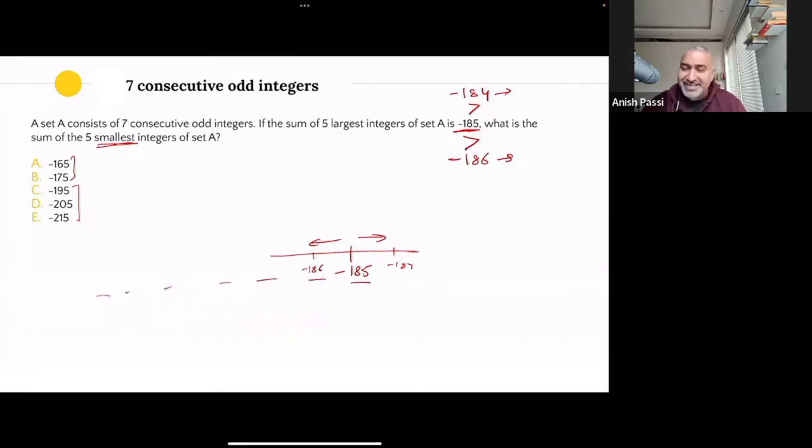Yes, Kunal. You selected A as your answer. Now you yourself realize A and B cannot be the answer. Negative 165 and negative 175 are anyway greater.